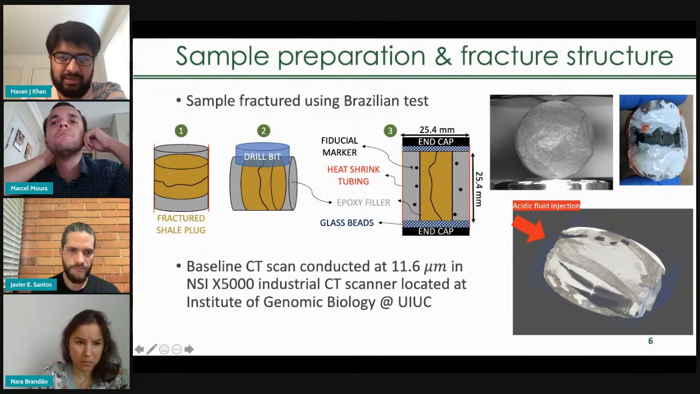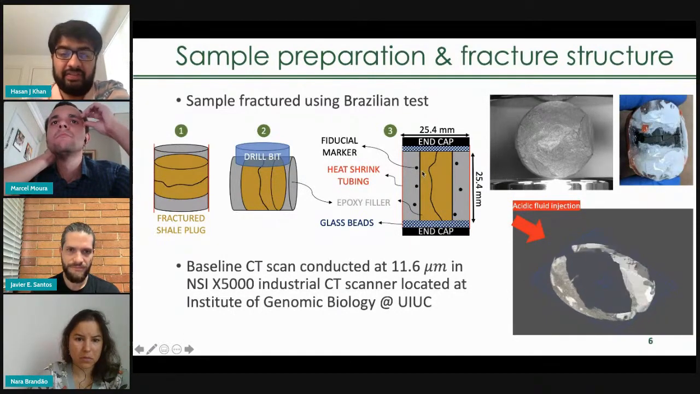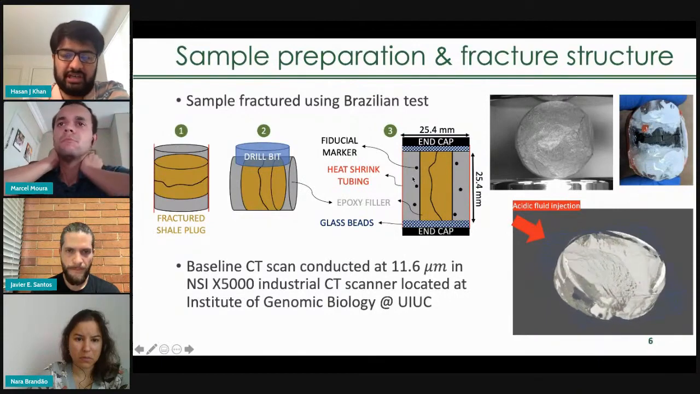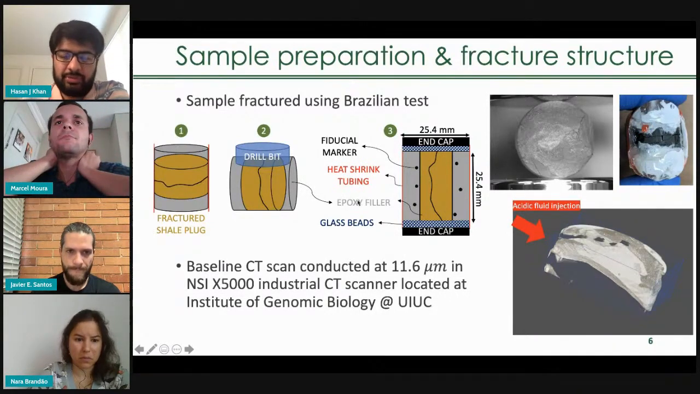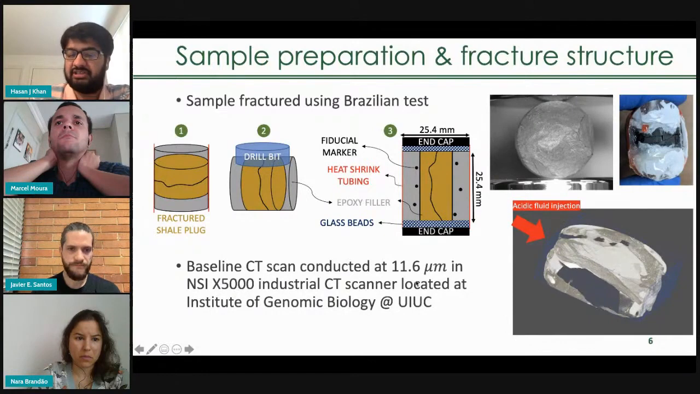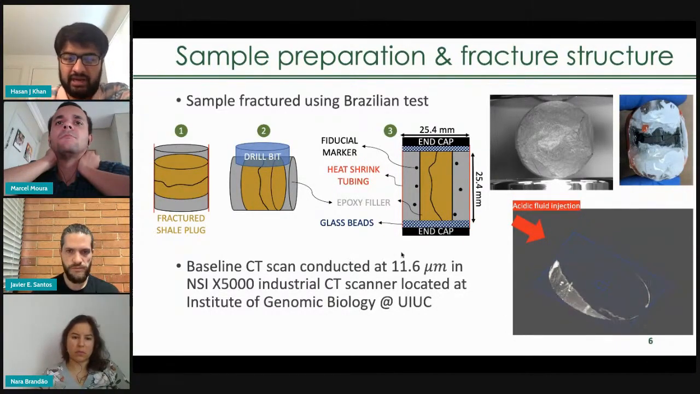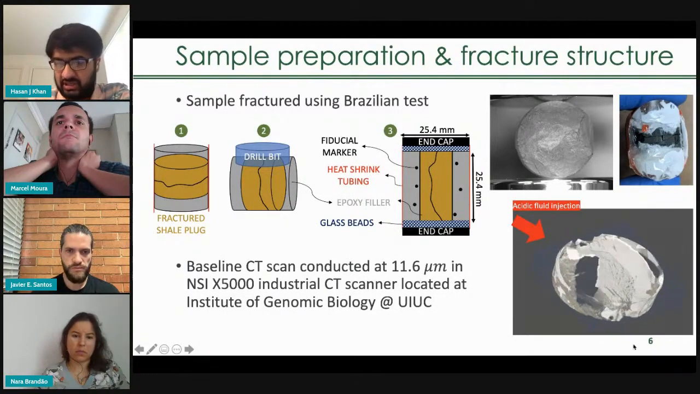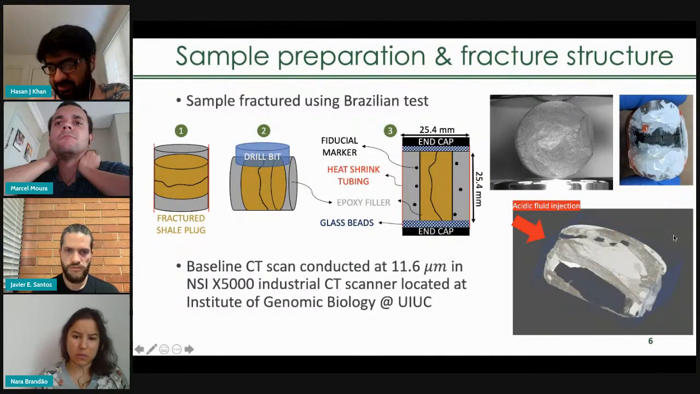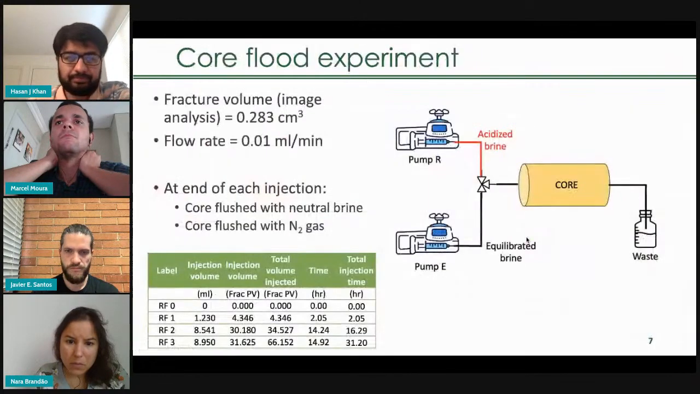So we reworked the sample by putting epoxy on the sides, and in the process we also added fiduciary markers. These markers are later utilized for image alignment. So once we created the sample, we conducted a baseline micro CT on that using the X5000 industrial CT scanner that is located at the Institute of Genomic Biology at UIUC at a resolution of 11.6 microns. The bottom right-hand side shows a reconstruction of the fracture surface, and the top left-hand side is where the fluid is injected, or that is the inlet phase.